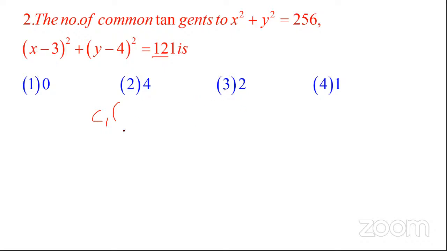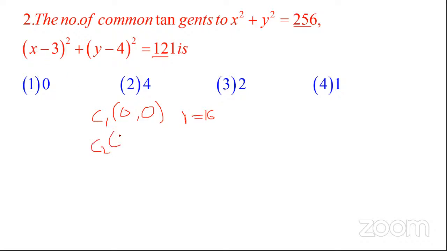Okay. So here, what is the C1 value? From the first equation it is 0, 0, and the radius R is 16, since 256 is R square. x square plus y square equals R square. This is the 16 value, and this is the h comma k.